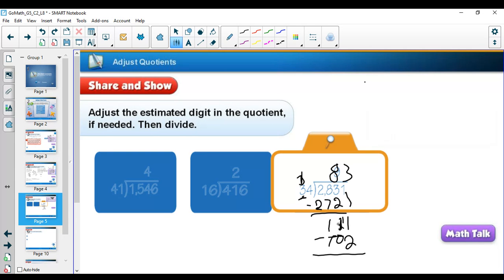Now, let's see. 11 minus 2 is 9. 0 minus 0 is 0. 1 minus 1 is 0. So here we get an answer that is 83 remainder 9.